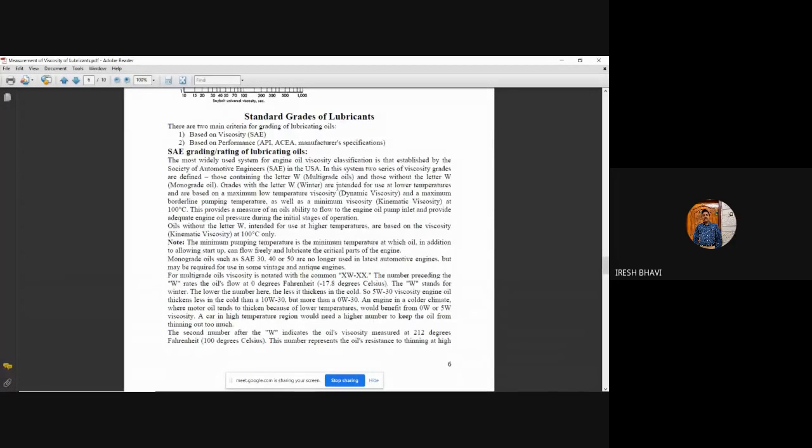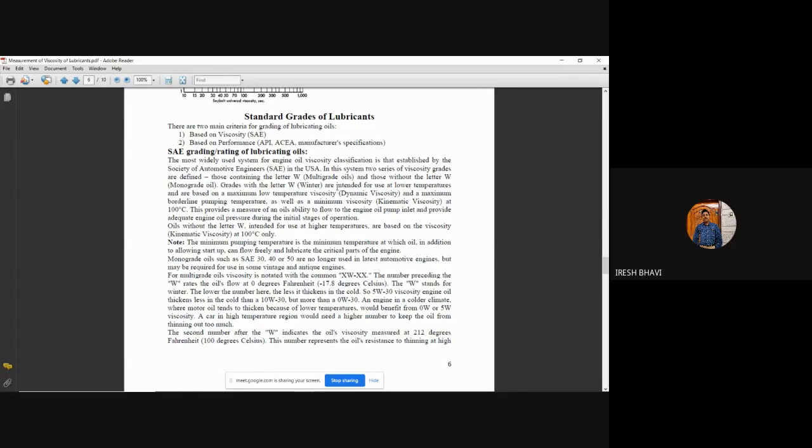For example, suppose you are using a car in Bijapur. The minimum temperature there is up to 13 degrees Celsius or 10 degrees Celsius in winter. It will not go below 10 degrees Celsius in winter. But in summer, it will go up to 40 or 42 degrees Celsius, the maximum temperature in summer. Okay. So here what happens?